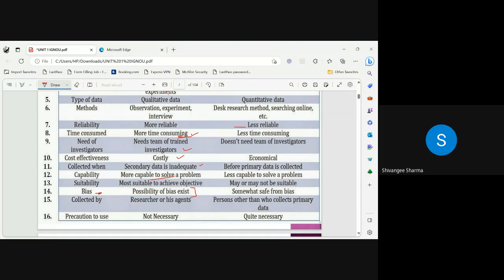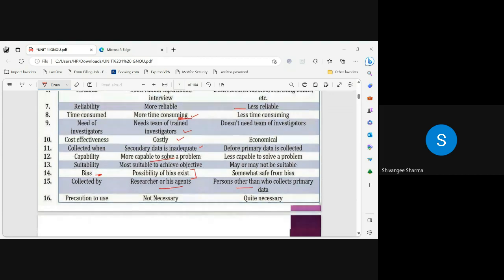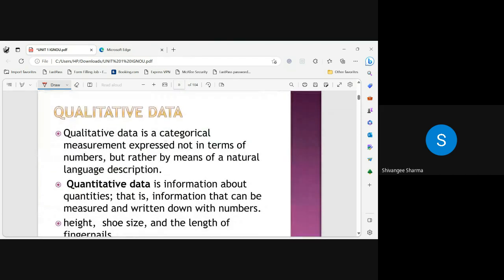So in primary data there can be the possibility of bias, but secondary data is somewhat safe from biases. And yes, it is collected by a researcher and his agents, and it has already been published. Now, let's move on to qualitative data. Qualitative data is a categorical measurement expressed not in terms of numbers but rather by means of natural language description. Yes, it is a measurement, it is a categorical measurement. There are categories in qualitative data also.